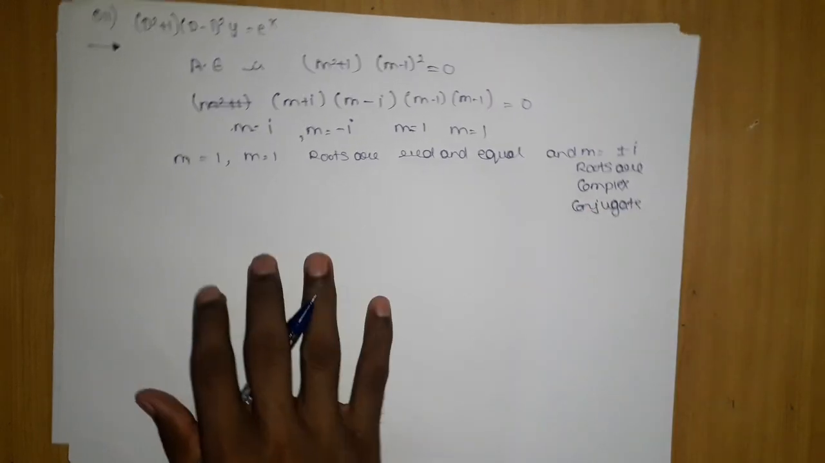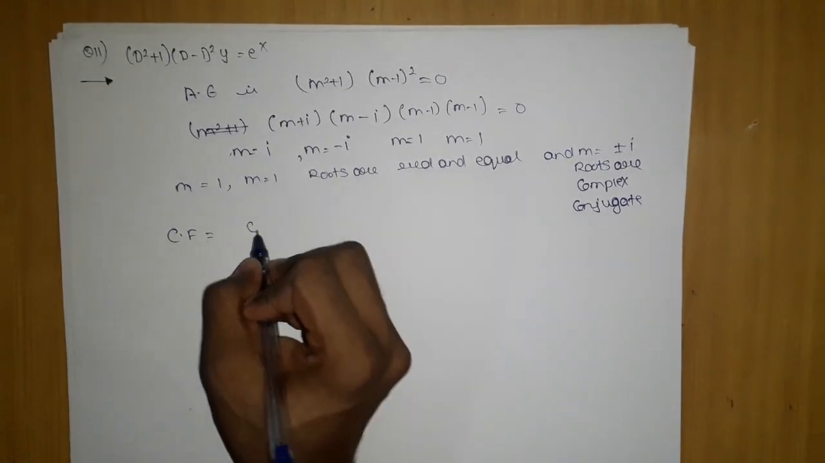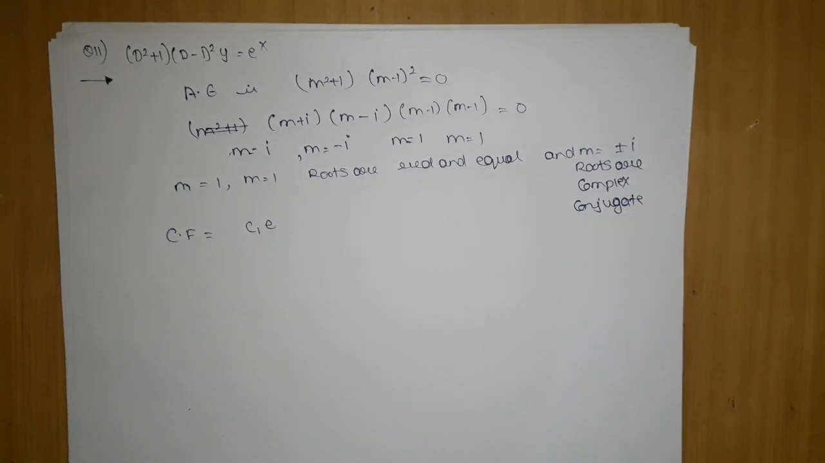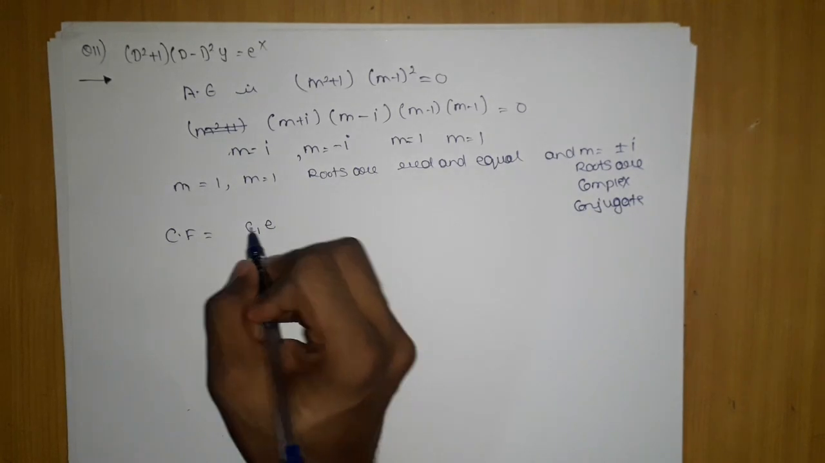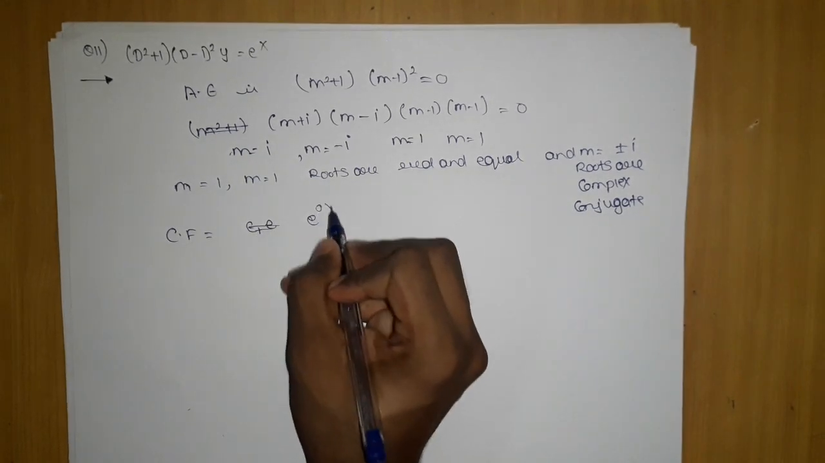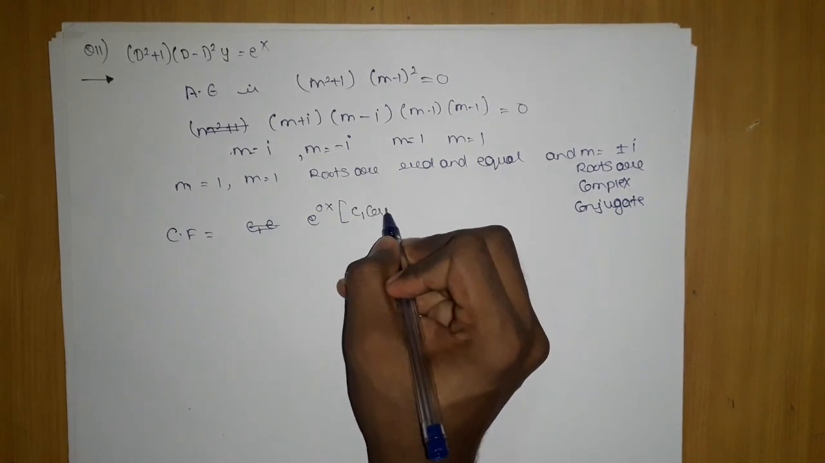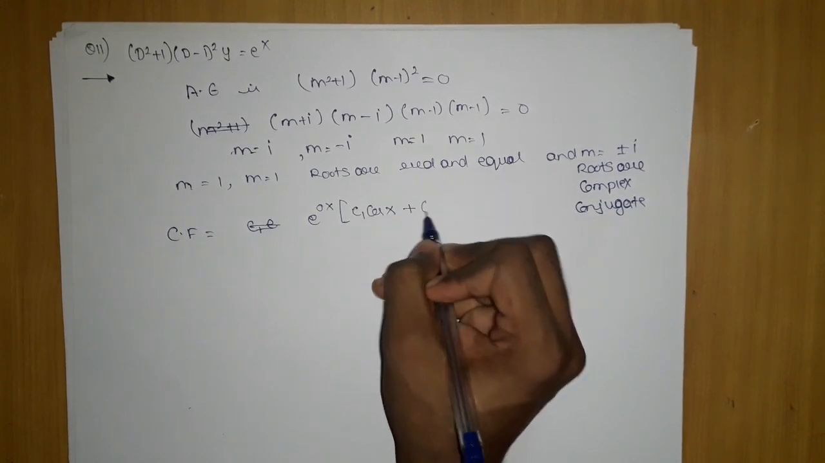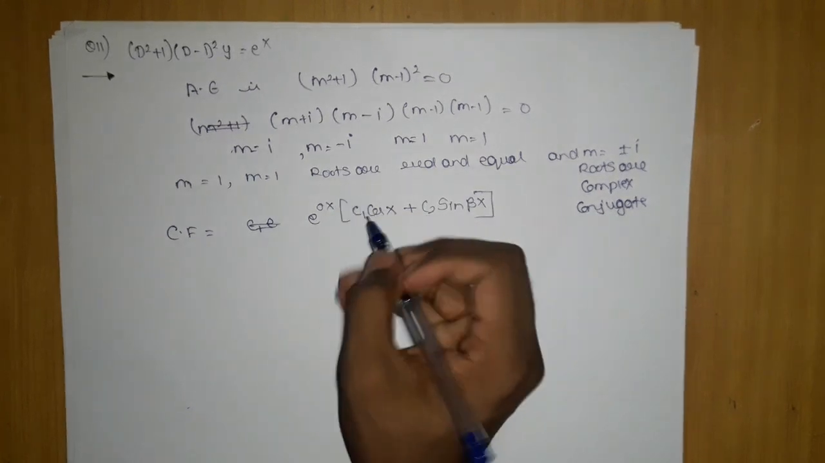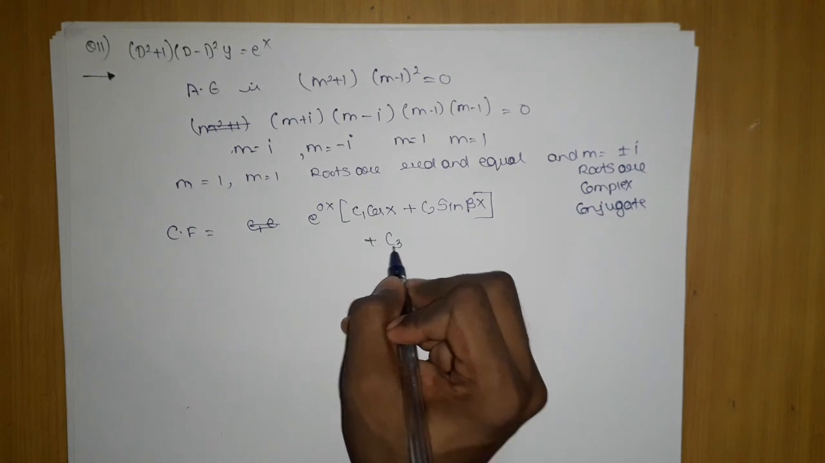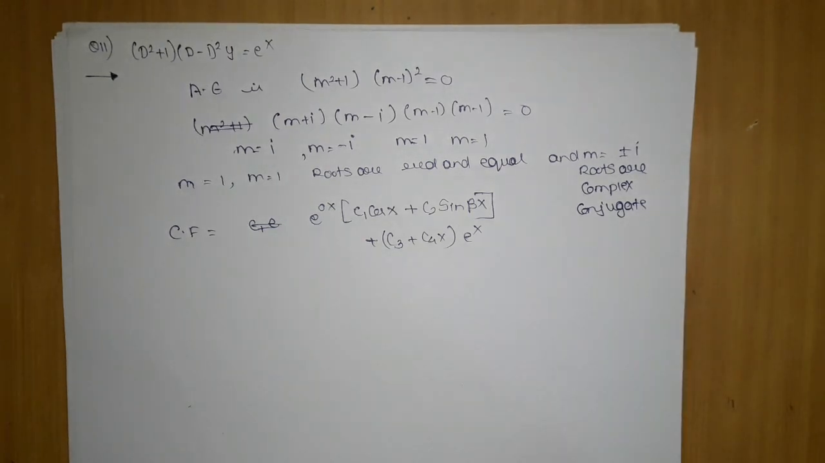After writing these two things, you can move on to the complementary function, which will be c1 e to the power, what you are going to write first. So here iota comes first, so we are going to write the iota part: e to the power 0x because real part is 0, into c1 cos beta x, where beta is 1, so x, plus c2 sin beta x. This is our first part. In the second, c3 plus c4 x into e to the power x. So this is our required complementary function.